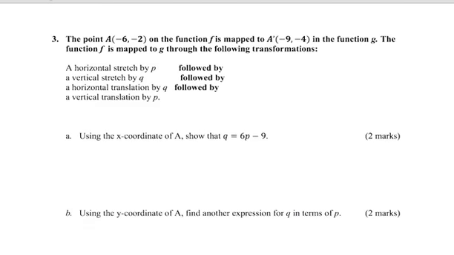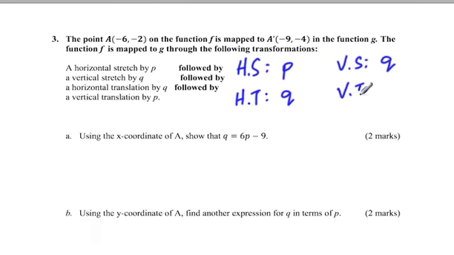All right, so now let's move on to the last question of paper 1. Here they say that there's a point A, and it's on the function f, and it's mapped to A prime. It's in the function g. And so this function f is mapped to g through these transformations. So let's just write them down. Basically, we have a horizontal stretch, and it's by p. There's a horizontal translation, which is by q. There's a vertical stretch, which if we look over here, is by q. And then there's a vertical translation, which is by p over here.